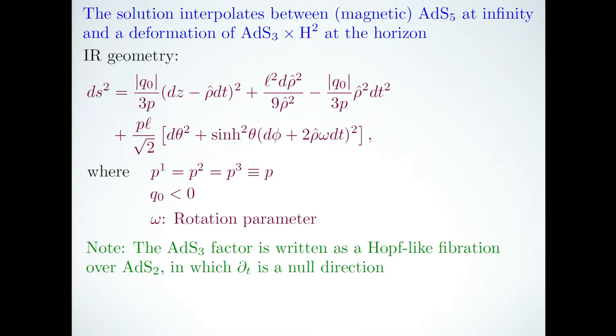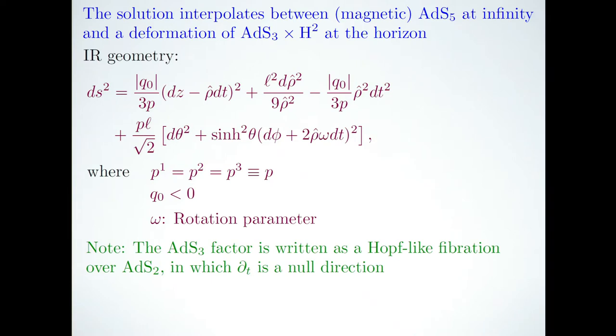And the solution, I do not write the metric, which is quite complicated, but it interpolates between what is called magnetic AdS5 at infinity. I mean, magnetic means that the metric is AdS5, but in addition, you have magnetic fluxes on the H2, on hyperbolic space. And in the near horizon regime, it becomes a deformation of AdS3 cross H2.